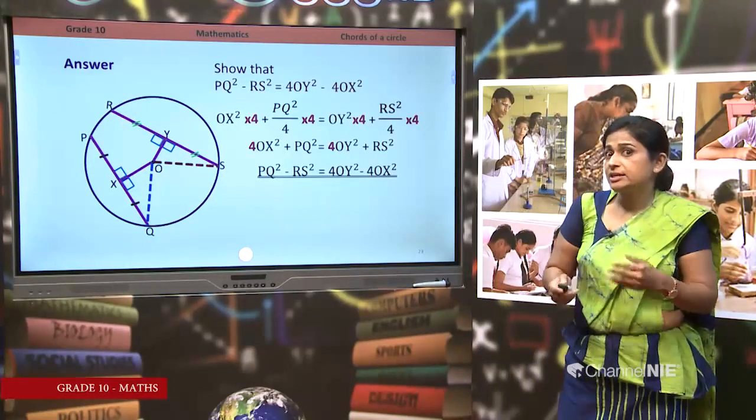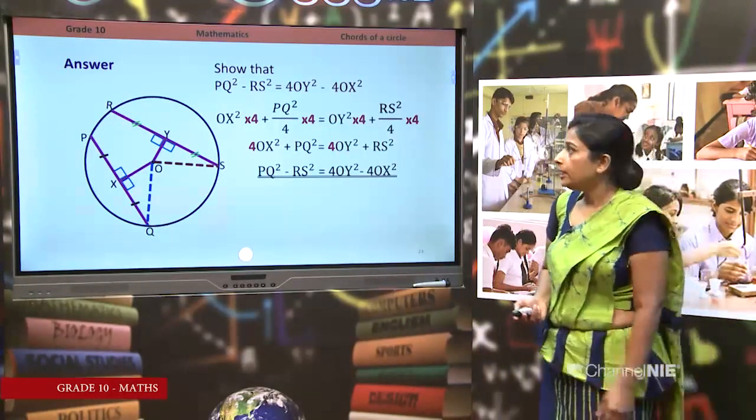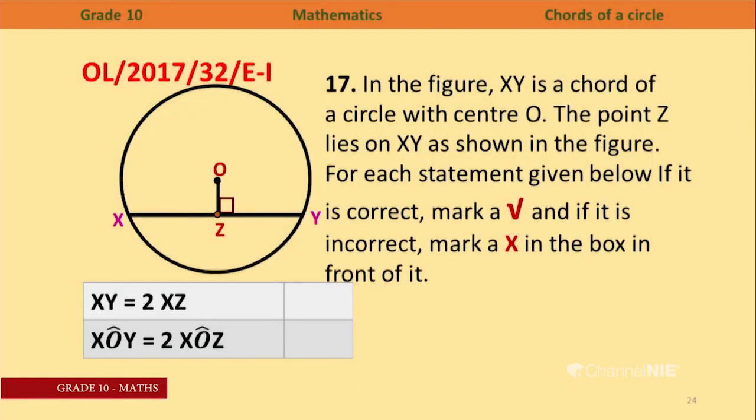So, I am going to discuss with you those sums. This is the sum I have collected from the 2017 paper. This is the first part paper sum, the 17th sum, you can see that. This sum is taken from the chords of the circle lesson.